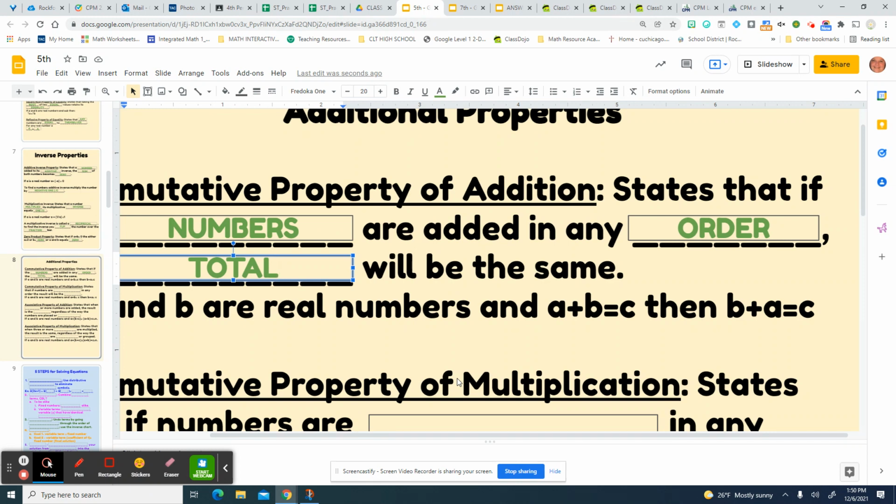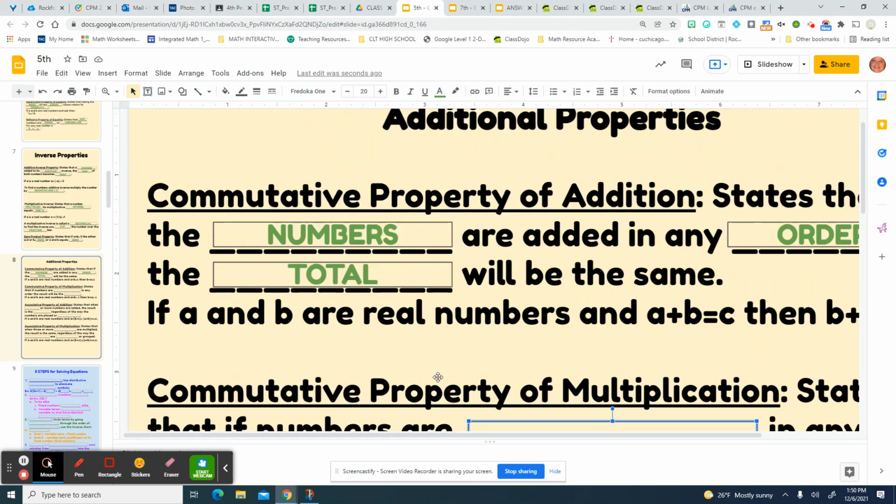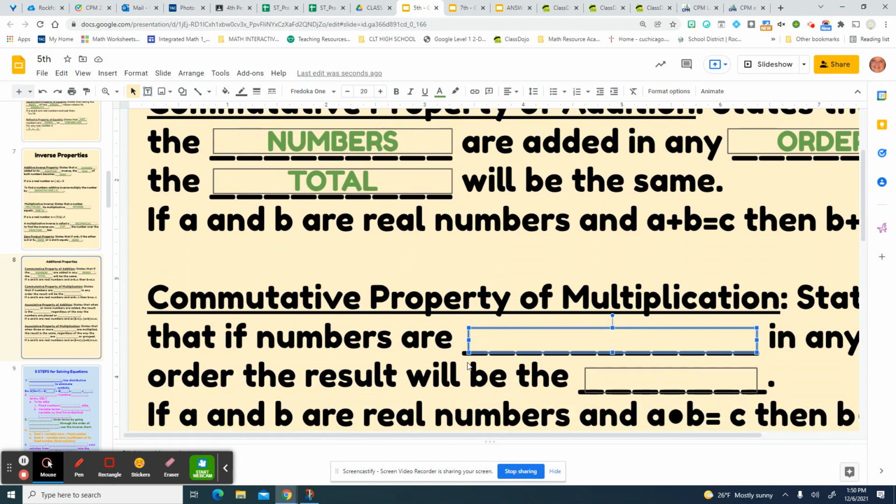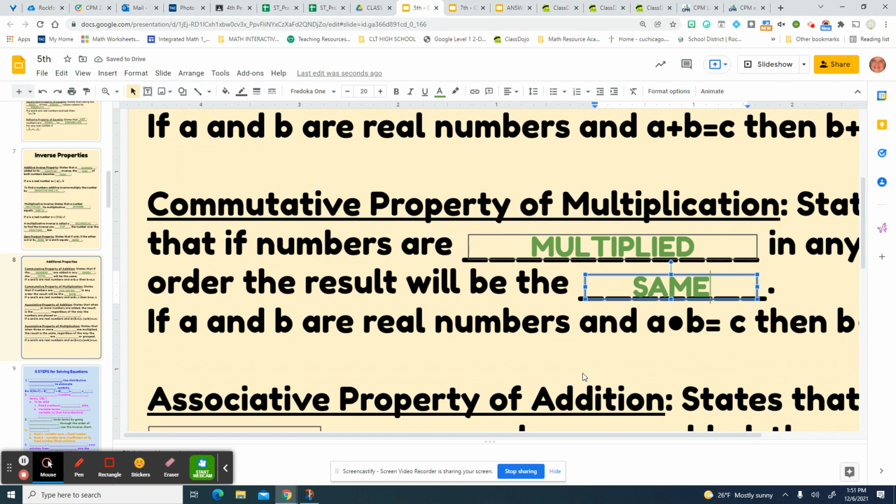So this becomes that part of like when we have subtraction, if we take that and change it to addition and flip the sign of the term afterwards, that allows us to decide which order we want to add it in. And the commutative property of multiplication states that if numbers are multiplied in any order, the result will be the same. So if A and B are real numbers, A times B equals C, B times A must also equal C. So 2 times 3 is going to equal 3 times 2.